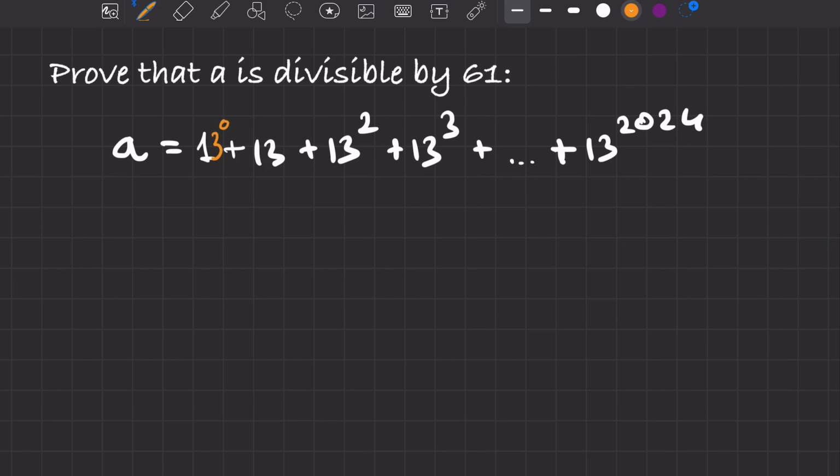In our case, if we look at A, the first term is actually 13 to the power of 0, which is 1, plus 13 to the power of 1, and now if we count the exponents from 0 to 2024, we get that we have 2025 terms in A. And then we think of a smart way to divide this group of 2025 into equal smaller groups that are divisible by 61. It might sound too complex at first, but hear me out.